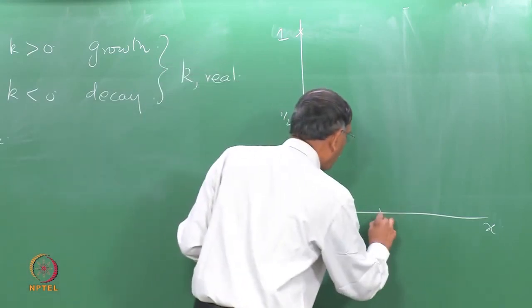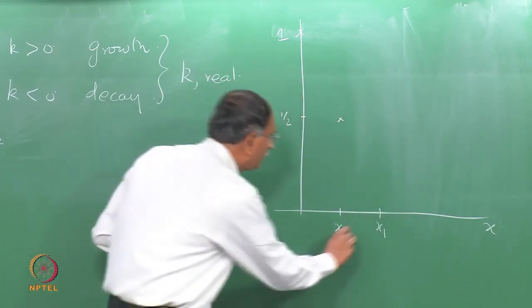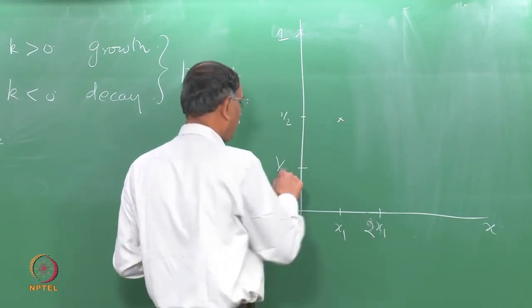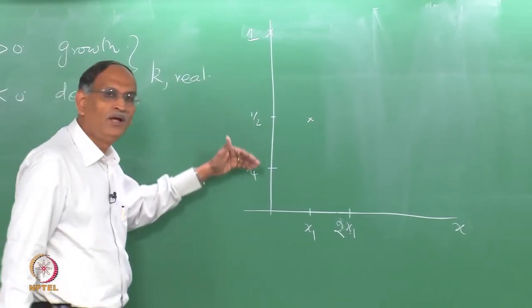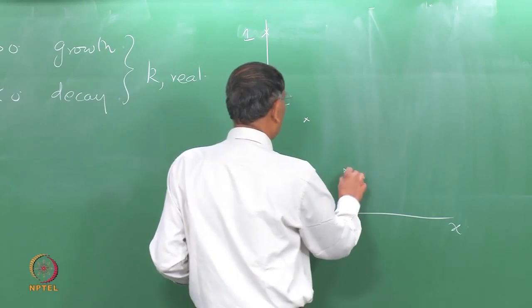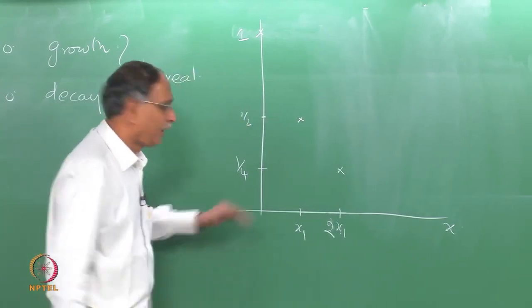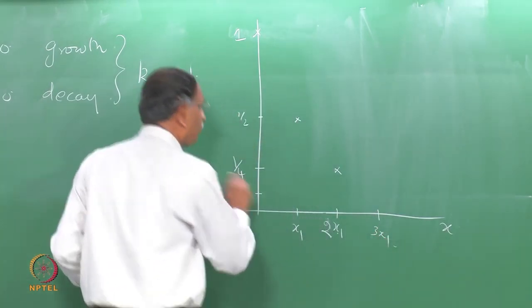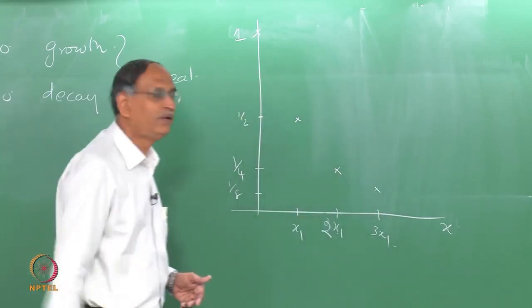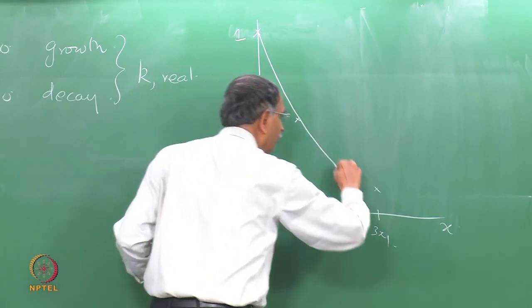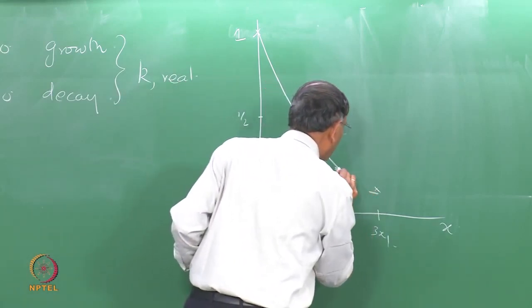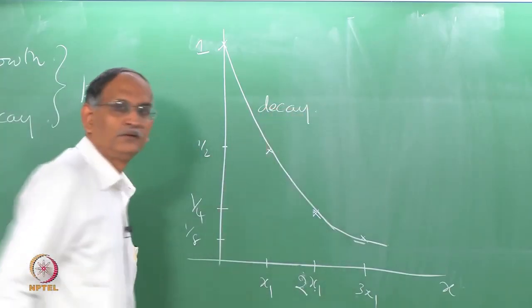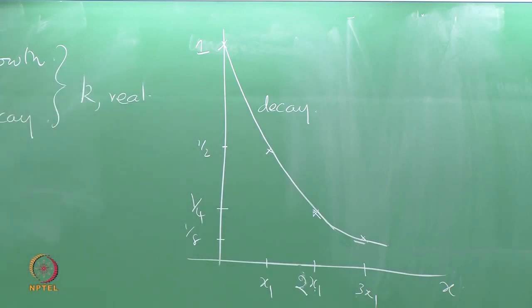For the same interval, that is 2x1, the function decreases by the same fraction. 1 half becomes 1 fourth. In the next identical interval, 3x1, it becomes 1 eighth. Such a behavior, if you connect it, is exponential decay. That's also exponential. That's the nature of the exponential function.